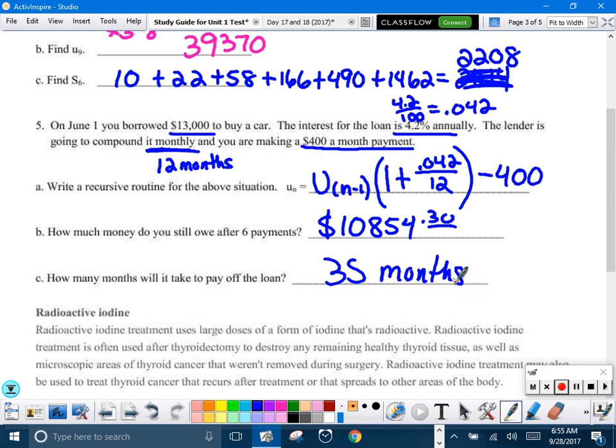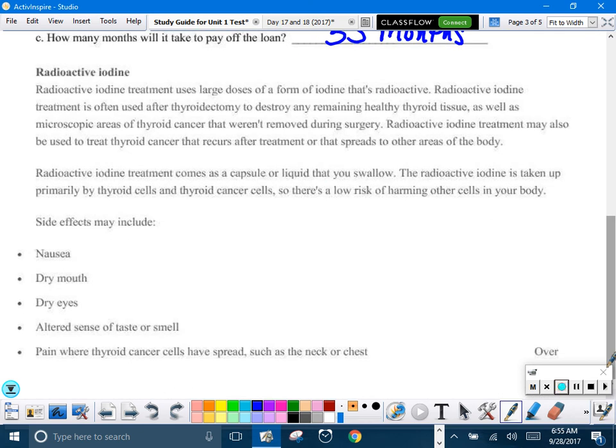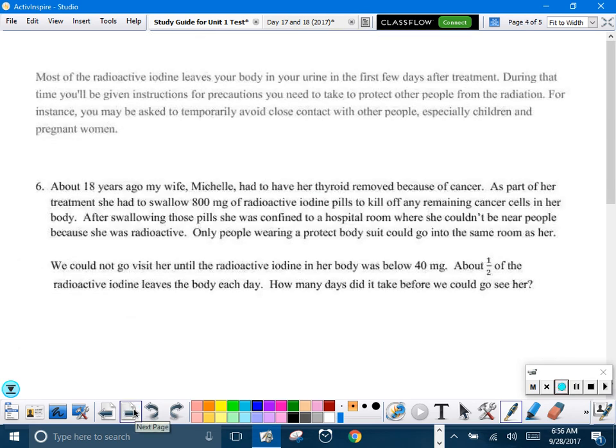All right, now this next part, you don't need to read through it. It's just talking about radioactive iodine. So you can skip that and go to the problem on the next page. All right, so number 6.